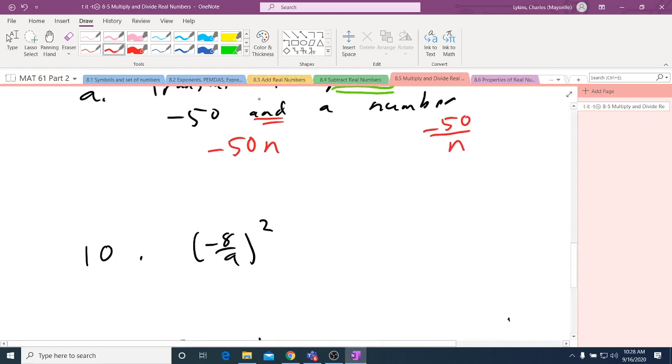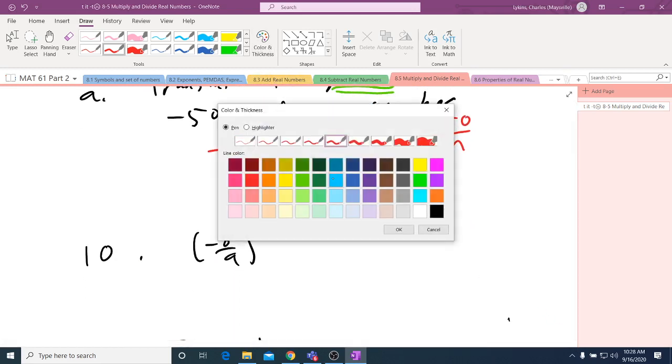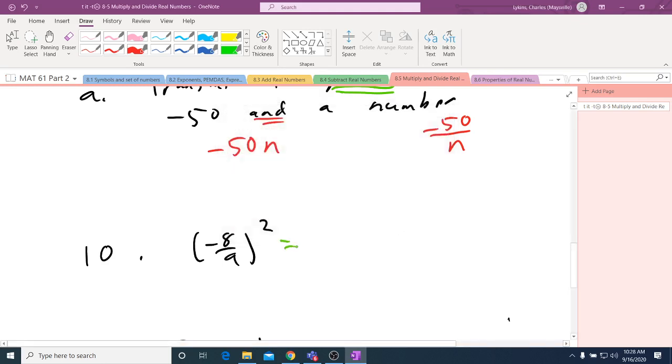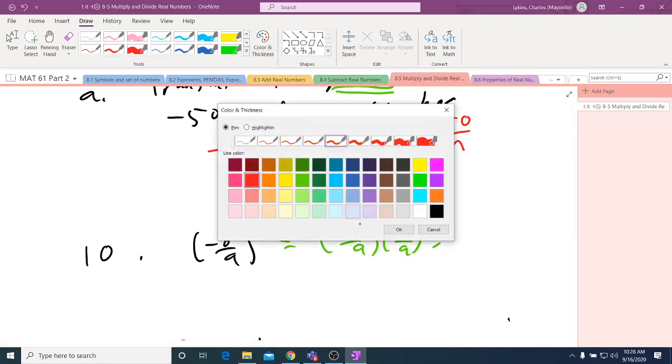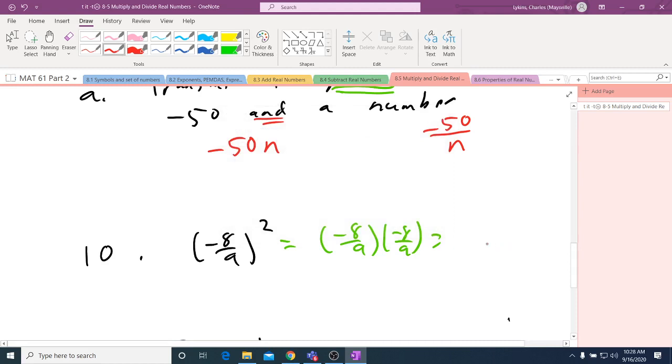What about negative 8 over 9 squared? Well, this is the same as negative 8 over 9 times negative 8 over 9. So in this case, I've got a pair of negatives, which would make it positive. So 8 times 8 is 64. 9 times 9 is 81.